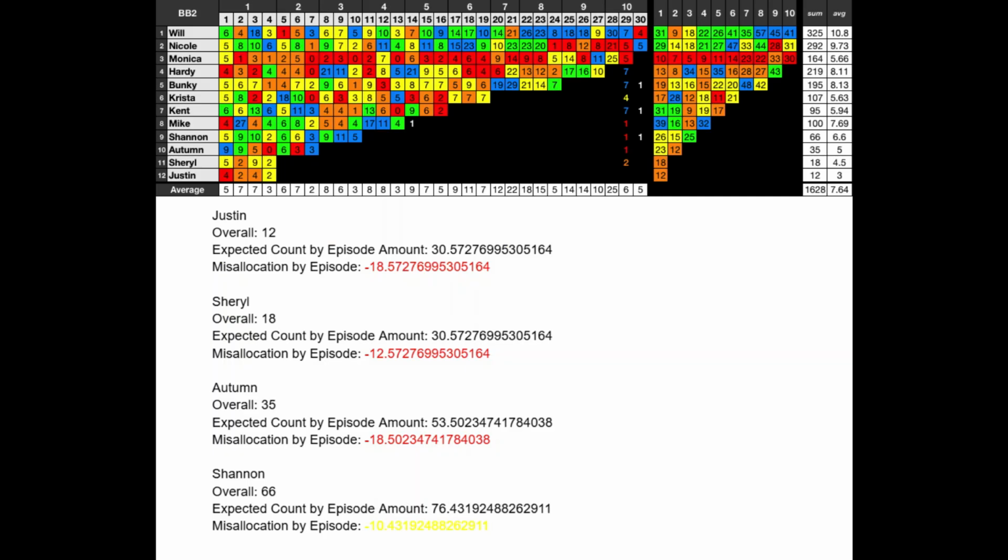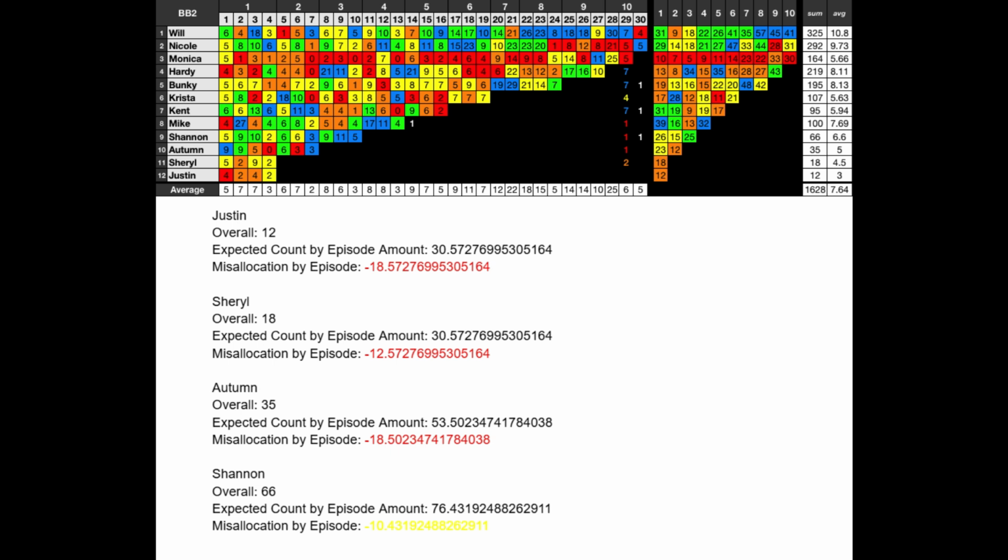So the first person on the list is Justin, who overall has 12 confessionals, and the expected count by episode amount, which he should have had during his 4 episodes, is 30.5. Due to his overall being a lot lower than his expected count by episode amount, he has a misallocation by episode of negative 18.57.